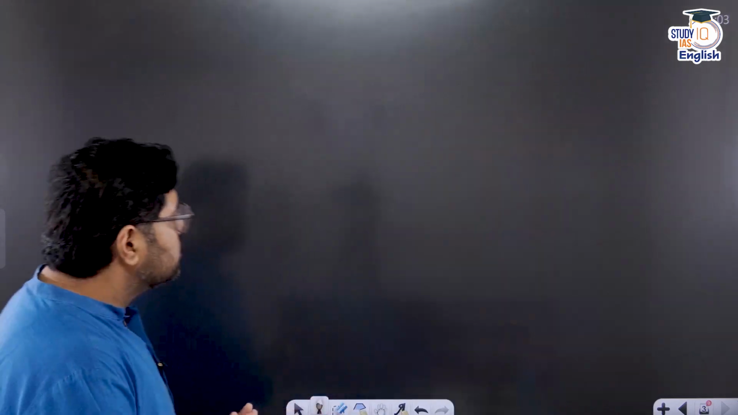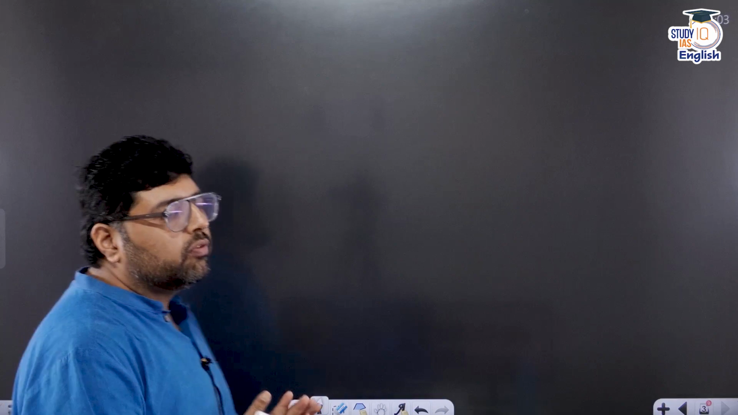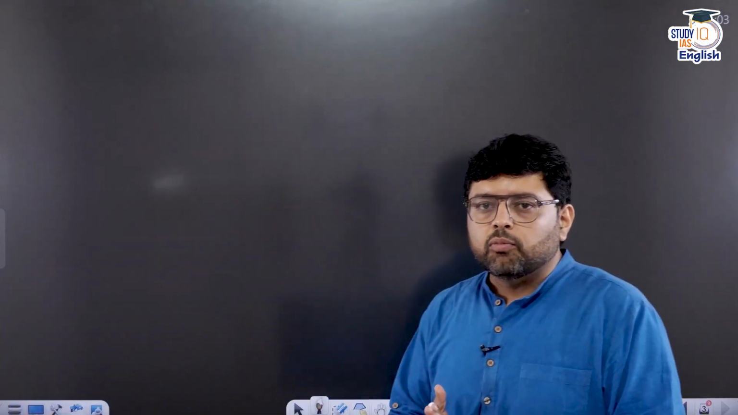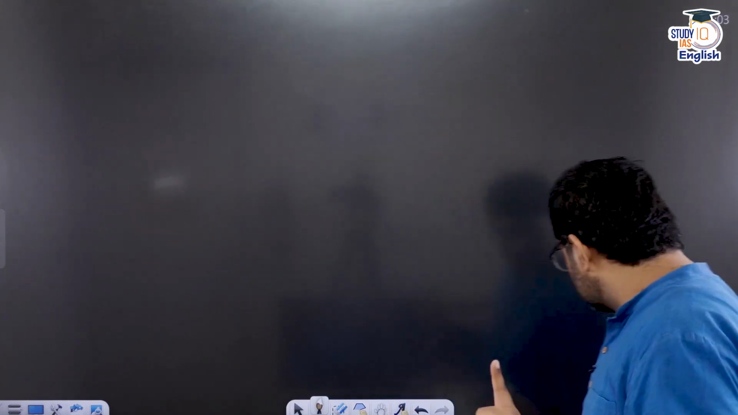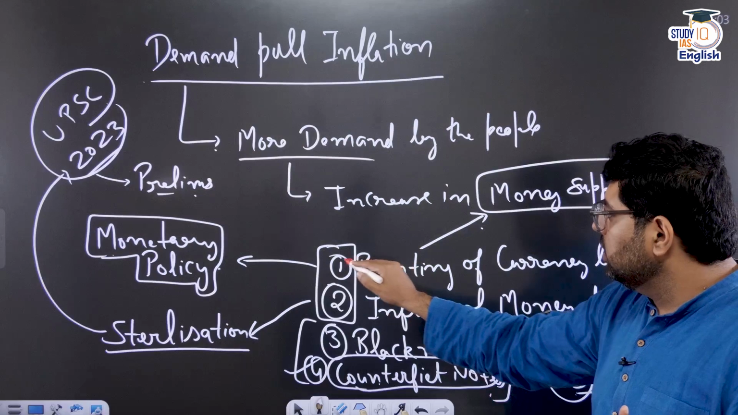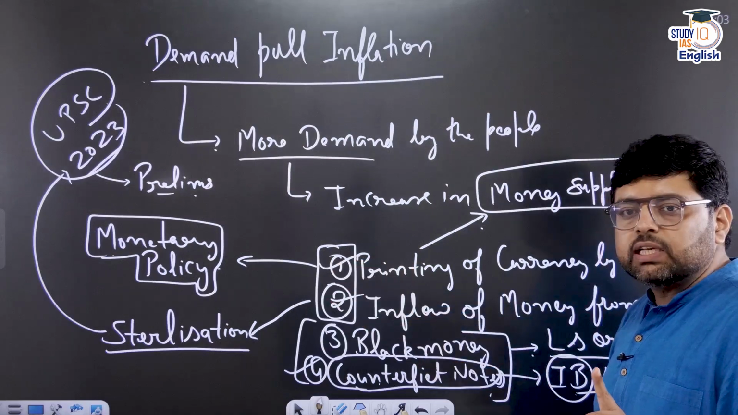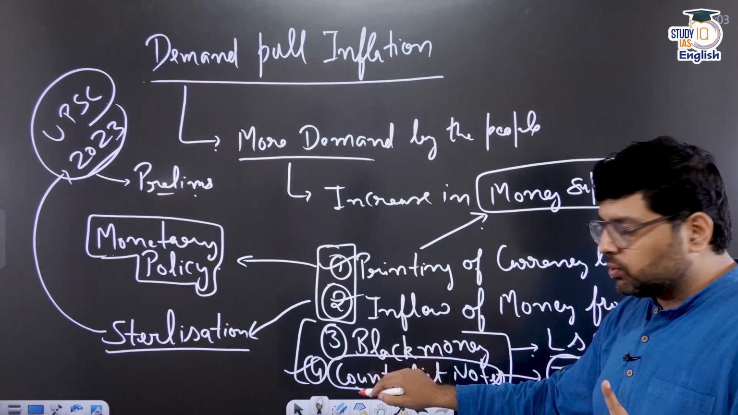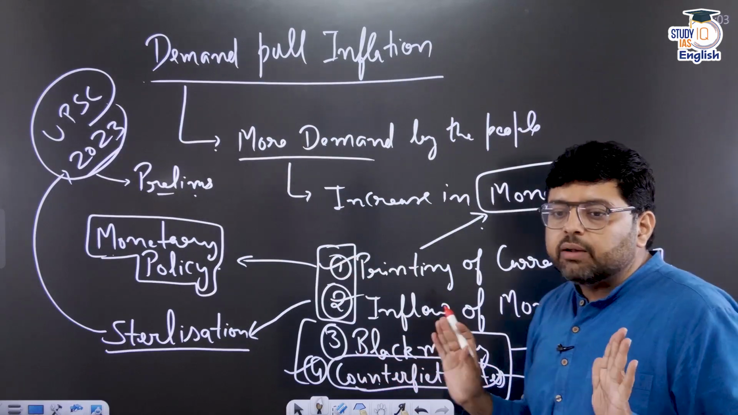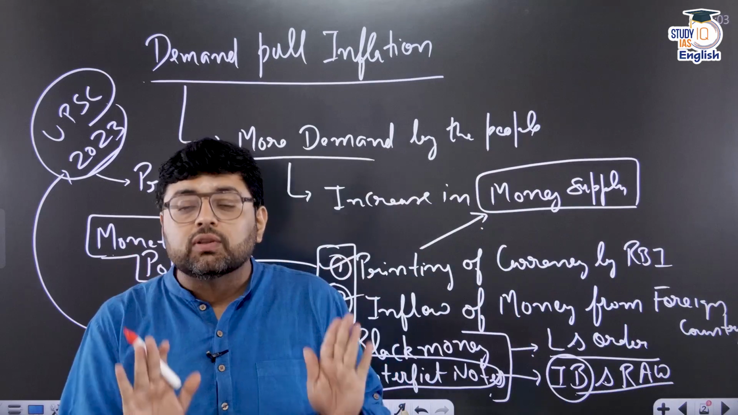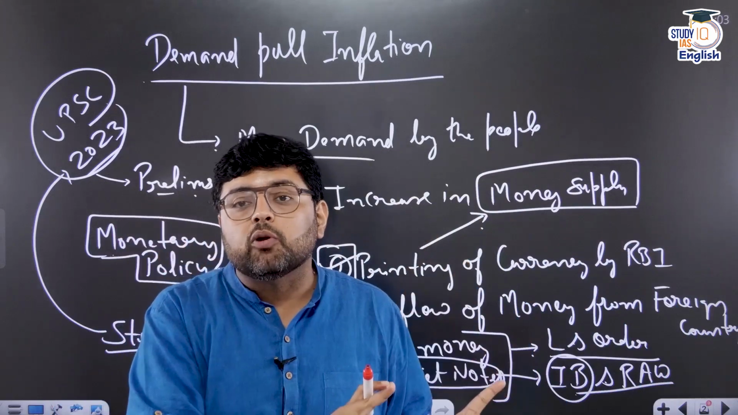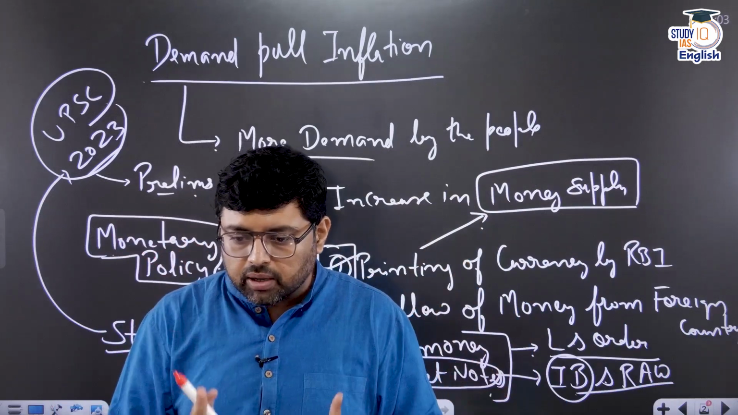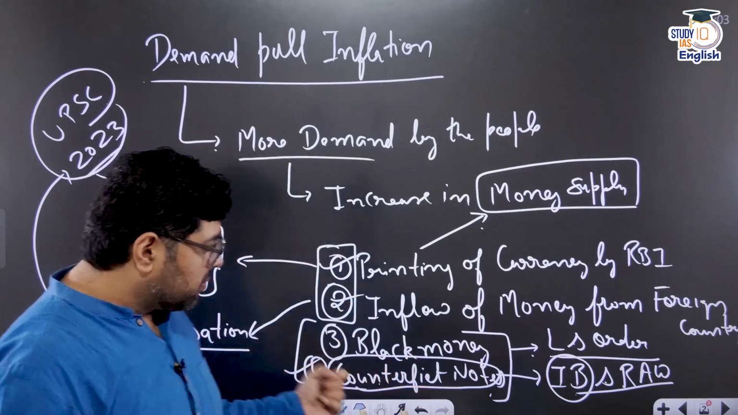Clear? Next, ultimately for demand pull inflation, we can say that monetary policy is able to tackle demand pull inflation, but only when the source of money or source of inflow is legal, or can be tracked by the RBI. But when the source is illegal, that is black money or counterfeit, monetary policy does not work. So this is one of the reasons for the failure of monetary policy. This is what you have to remember. Clear?